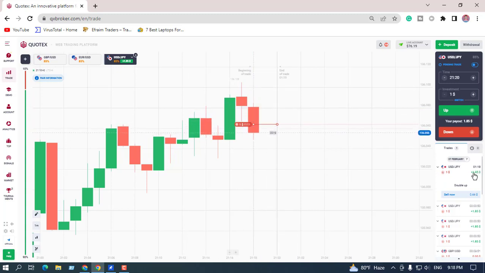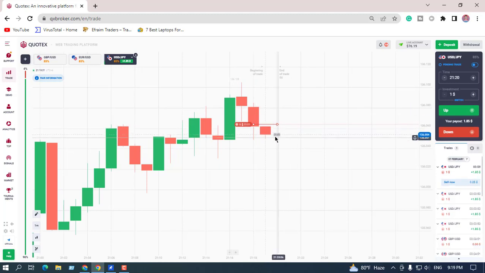I placed the trade with a 1:30 minute expiry. I lost this trade because I had a late entry. Here is my entry point, and here is where I placed the trade. Let's see the result. And the market is 100% going down, as you can see. Very good indicator.